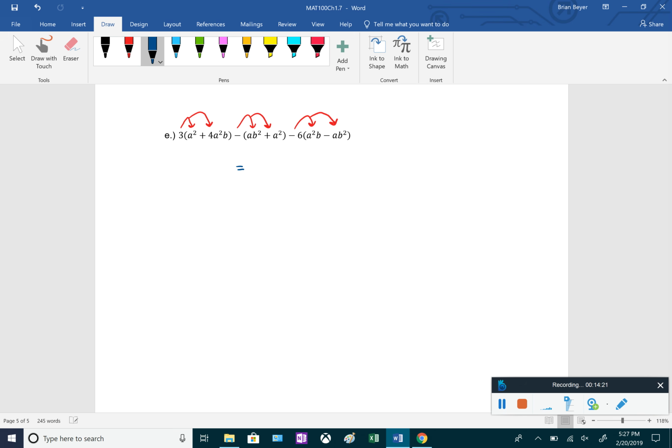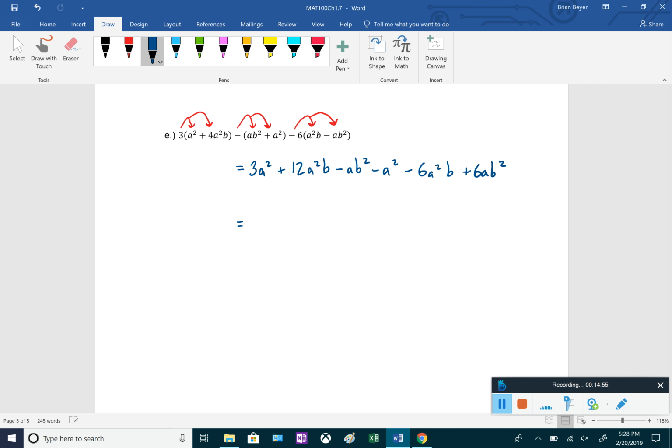So distributing that 3, it's going to be 3a squared, 3 times 4 plus 12a squared b. Next one, distribute the negative 1. So it's going to be minus ab squared minus a squared. And then distribute the negative 6. It's going to be negative 6a squared b. Negative times a negative for the last part, plus 6ab squared.